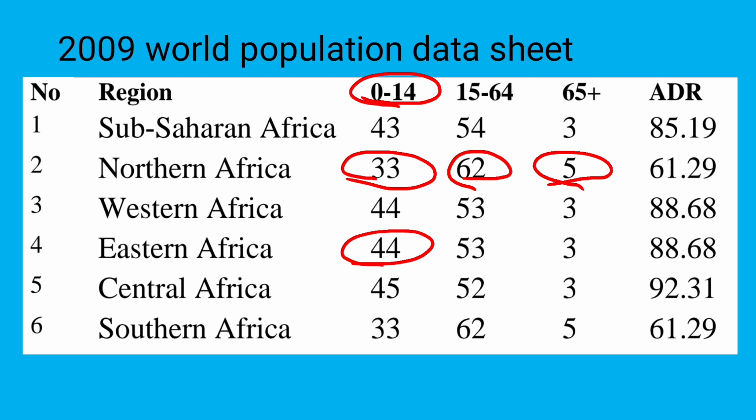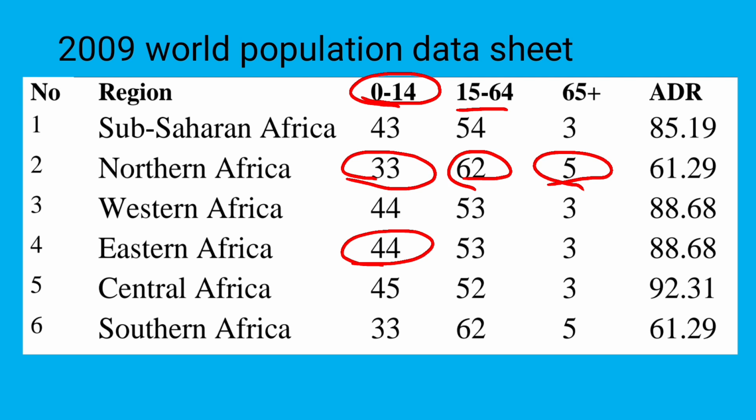Southern Africa: the newborns, or 0 to 14 years old, of this region are about 33%, whereas the working force, the 15 to 64 age group, is about 62%, and 5% are elder persons, with an age dependency ratio of 61.29, or 61.3.